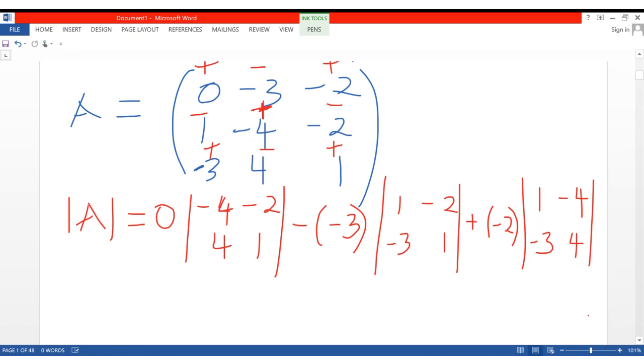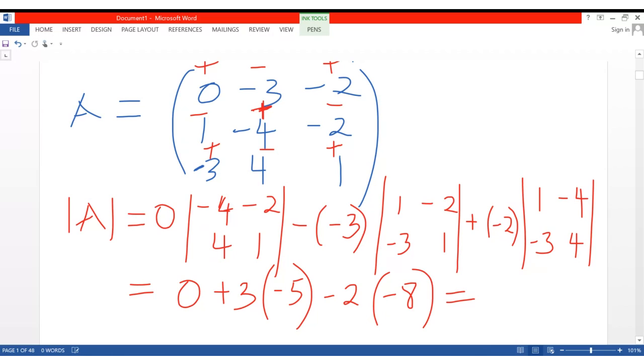So the first one, if you multiply 0 with anything, you'll still get 0. Then you'll get 3. When you multiply 1 times 1, that is 1. And then 1 minus 6, you'll get -5. The other one is a -2. That is 4, 4 minus 12. 4 minus 12, you get -8. So when you do this one, you're getting 16 minus 15, which is the same as 1. So our determinant is 1 for that matrix.